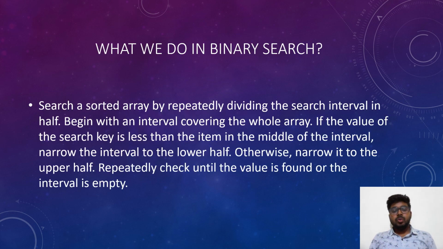What do we exactly do in binary search? In binary search, we search a sorted array by repeatedly dividing the search interval in half. Begin with the interval covering the whole array. If the value of the search key is less than the item in the middle of the interval, narrow the interval to the lower half. Otherwise, narrow it to the upper half. Repeatedly check until the value is found or the interval is empty. With this, we can divide the array into smaller halves, so we will get less time complexity.